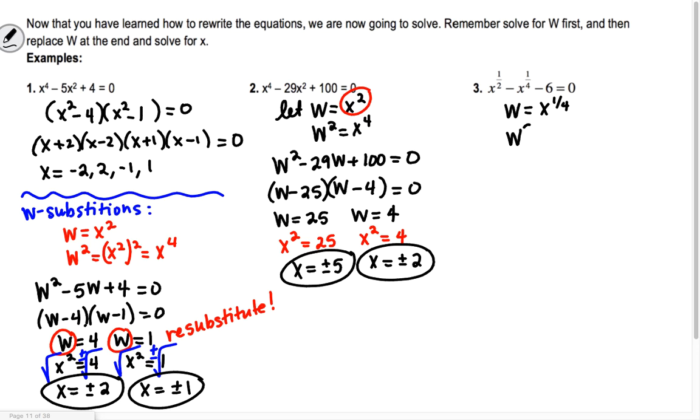All right, so when I square both sides, I get x to the 1/4, and I'm squaring it. So I multiply my powers. So I have x to the 2/4. Well, 2/4 is really 1/2. Okay, that's exactly what I wanted. I wanted x to the 1/2. I then replace. So x to the 1/2 is replaced with w squared. X to the 1/4 is replaced by w. I now have something that I can factor.